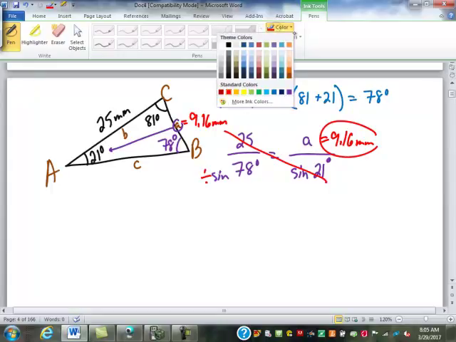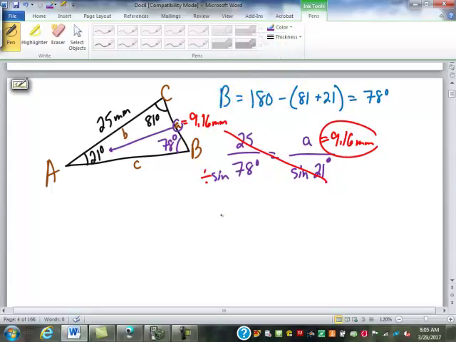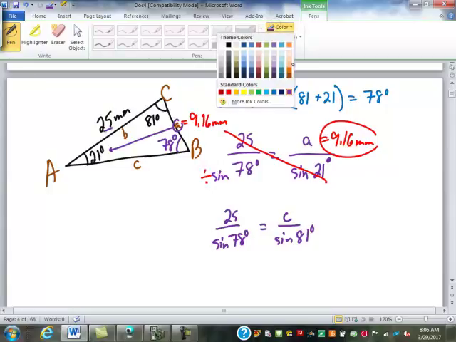And now we're ready to find C. We still have our 25 over the sine of 78 degrees is going to equal C over the sine of 81 degrees. Now, before we find this, what do we know about side C in relation to A and B? It's the biggest. It's opposite the largest angle. So side C better be bigger than the 25.